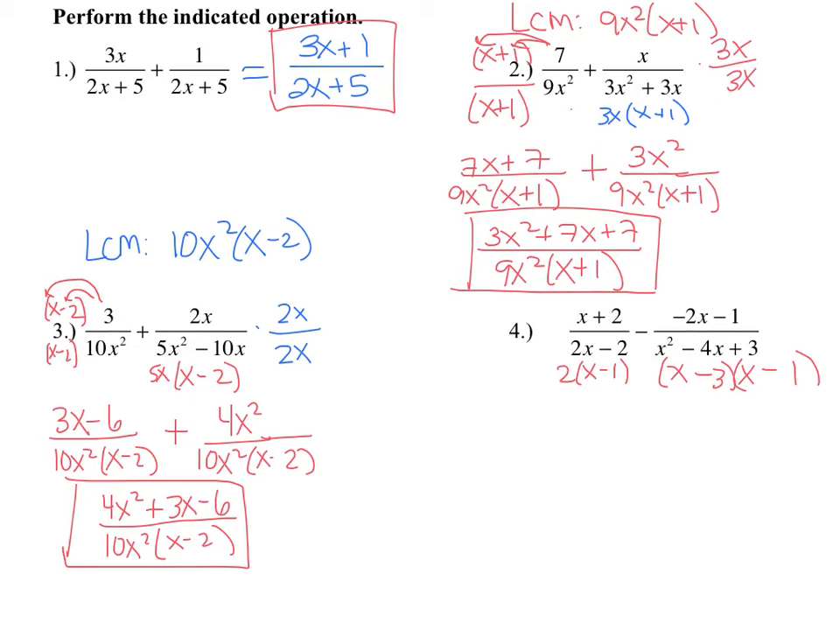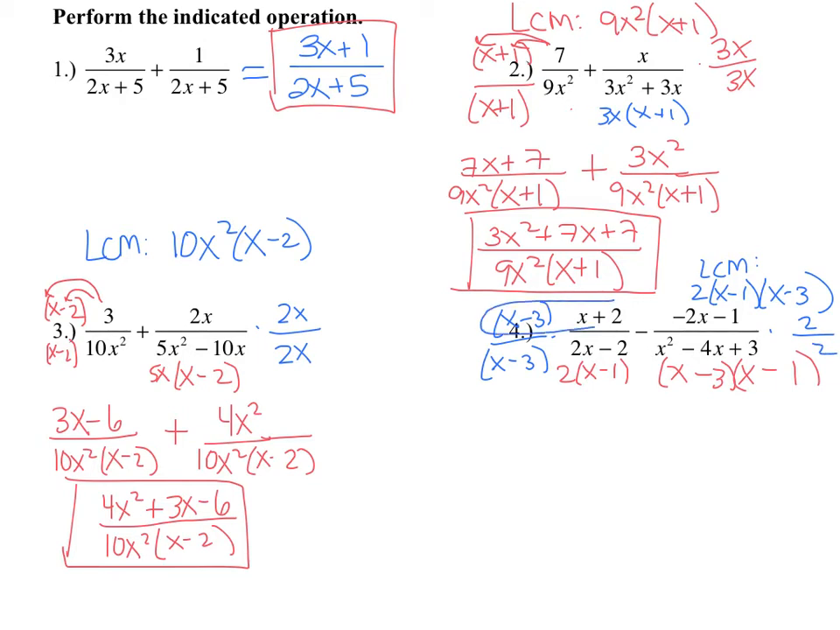So your least common multiple then for these fractions, well, we need the 2, we need the x minus 1 that they both have, and we also need the x minus 3. So this first fraction is missing the x minus 3, so you're going to multiply top and bottom by x minus 3. The second fraction is only missing the 2, so you're going to multiply top and bottom by 2.